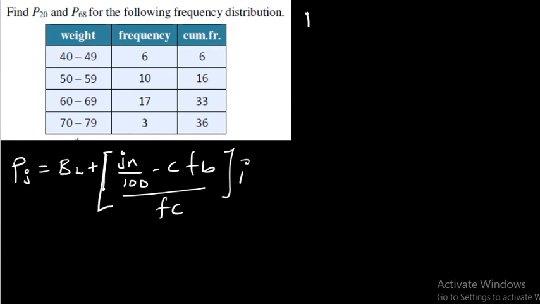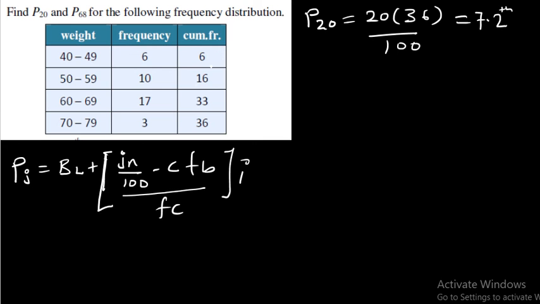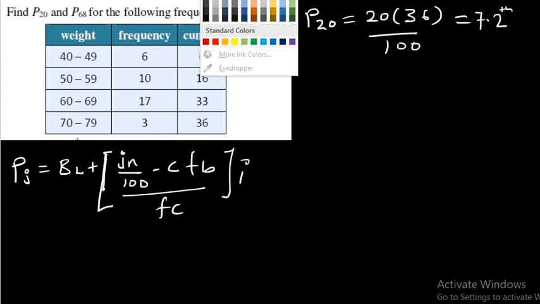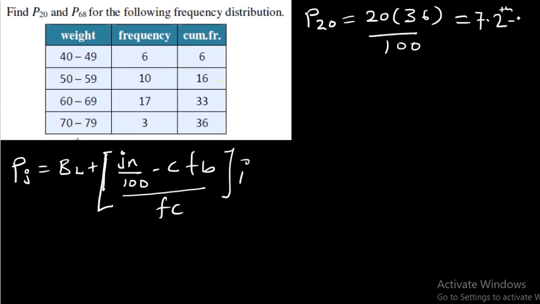The first one is P20. To get P20, we have to multiply 20 by the total number of the data, which is 36, then divide by 100. When multiplied, it's 720. When you divide by 100, it's 7.2. Where is this 7.2 found in the data? That is not in the first class, obviously, because the first class contains only 6 data. So the 7.2 is found in the second class, so the 20th percentile is found in the second class.